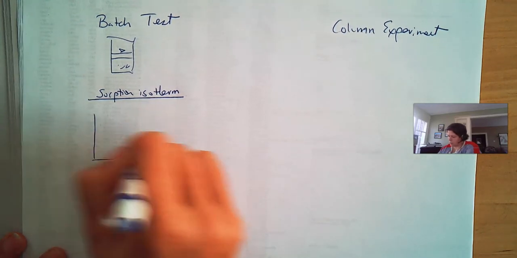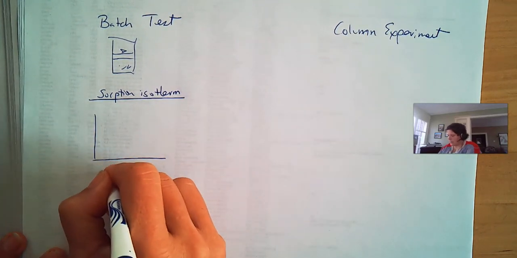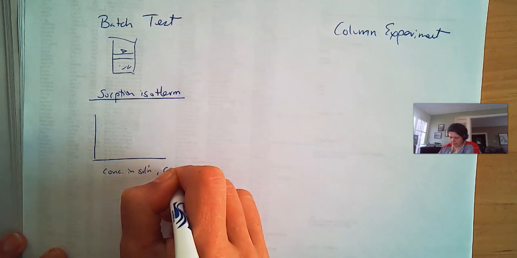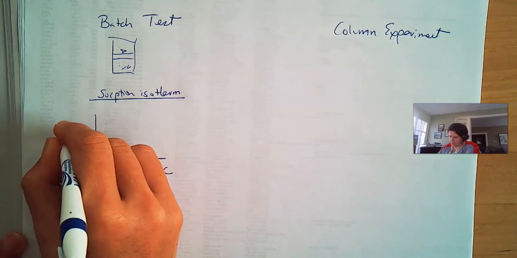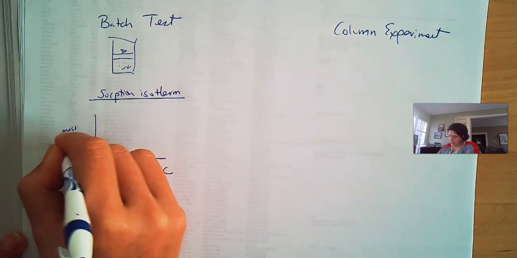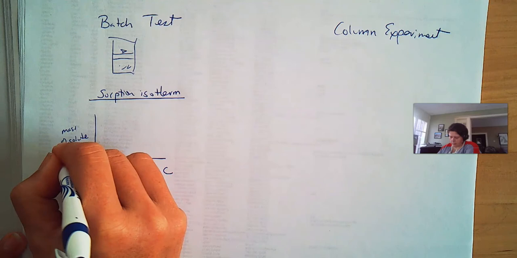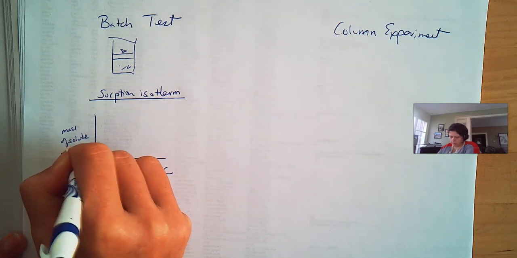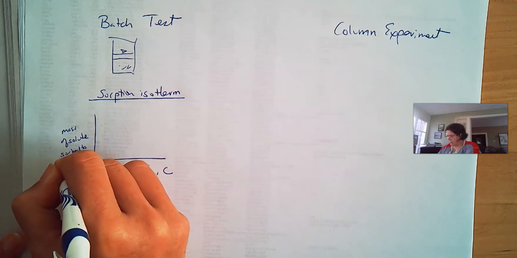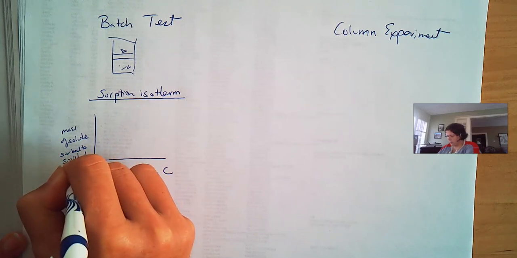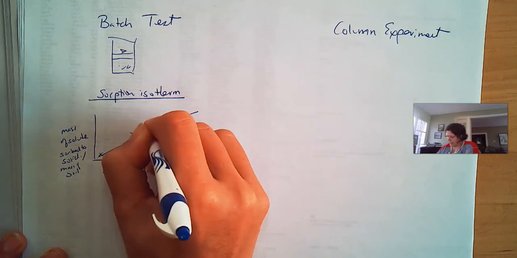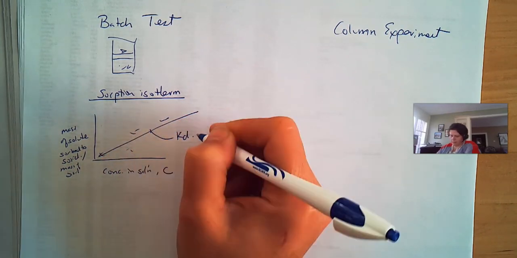With the absorption isotherms, you get the concentration in the solution, C, and then the mass of the solute absorbed to the solid per unit mass of soil. I showed this before, and then we get the line, and we get KD this way.